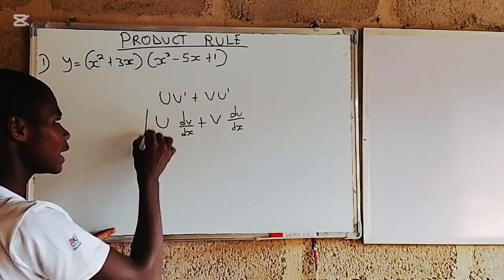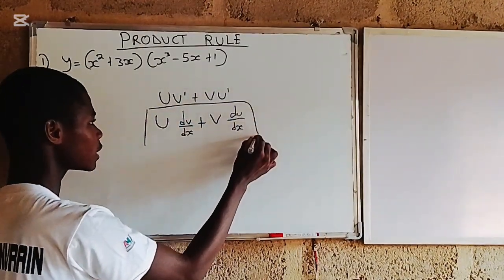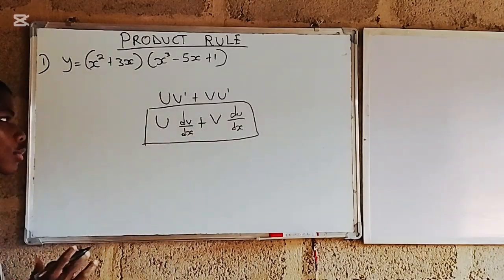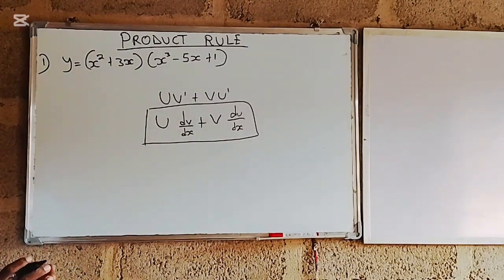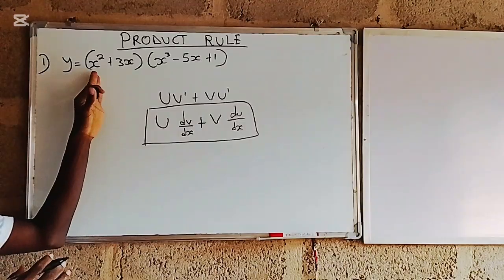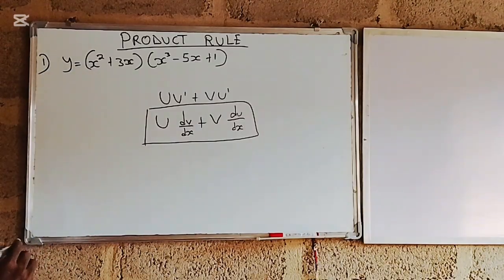As I explained in the introduction to the product rule, this is the general formula that you can use to solve any problem under the product rule. So how can we solve this kind of problem? Let's take a look at this.